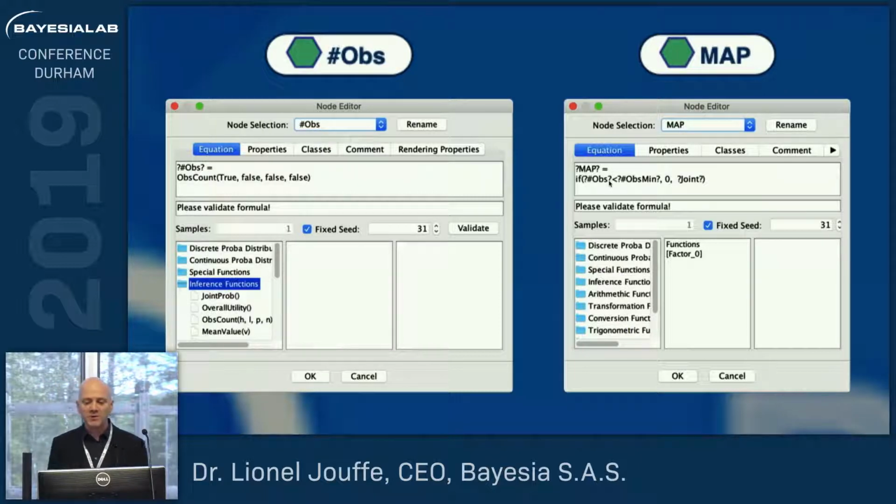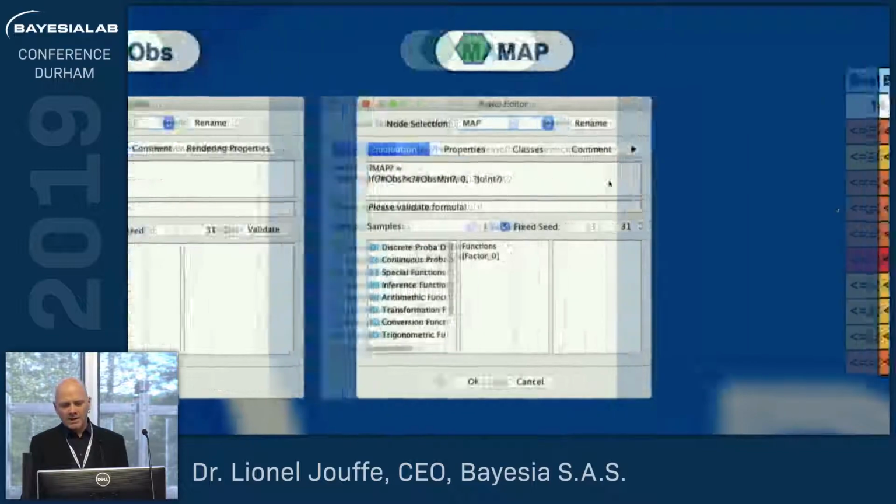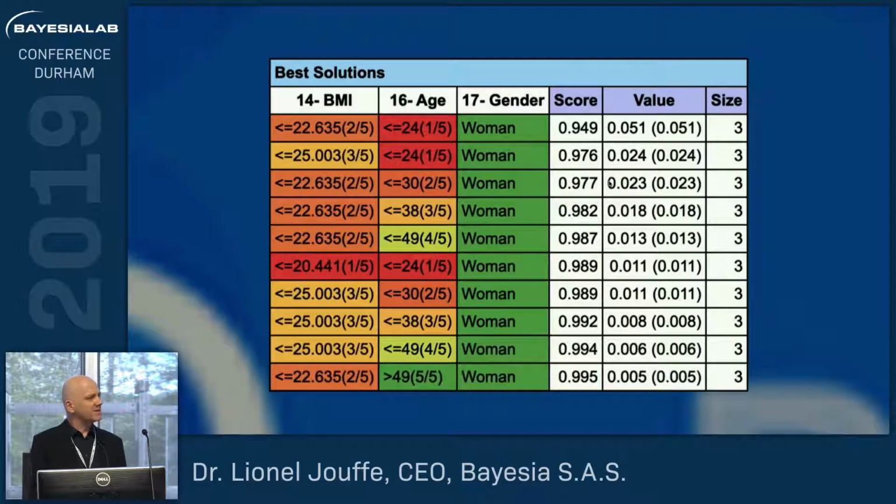So if the number of observations is less than the minimum I have defined, then it's going to be 0, and otherwise it's going to be the joint probability distribution. Right? So this way I can optimize the joint just by using the 3 evidence. And I have then this report.